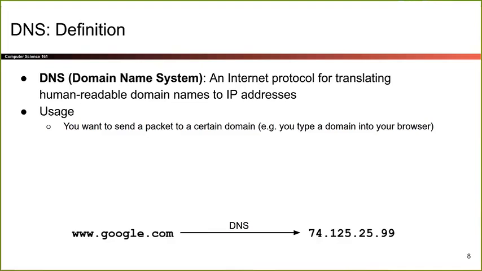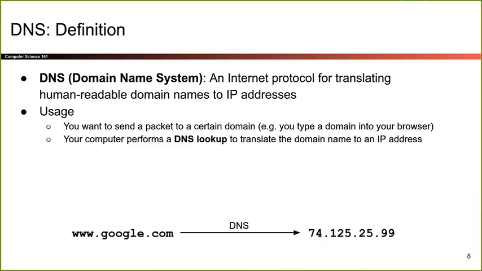The way it works is, let's say you're browsing the web, and you want to send a packet to a certain domain. For example, you open your browser and type www.google.com. Now your computer needs to send some packets to google.com to retrieve the homepage or make a search or something. But google.com is the human readable name, and we have no idea where it is yet. So this is where DNS comes in handy.